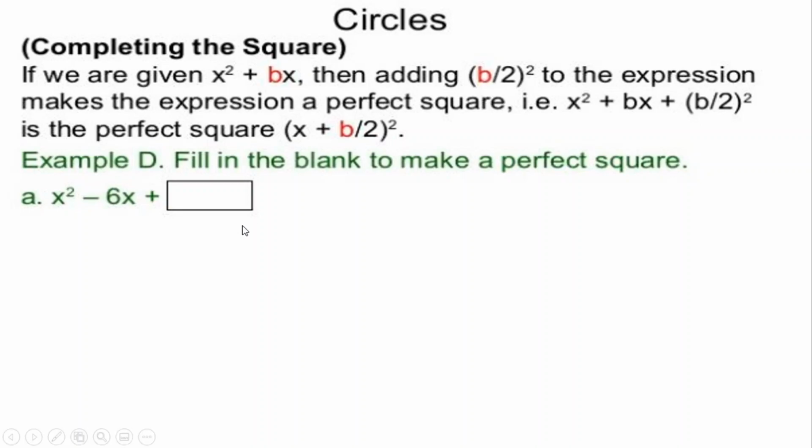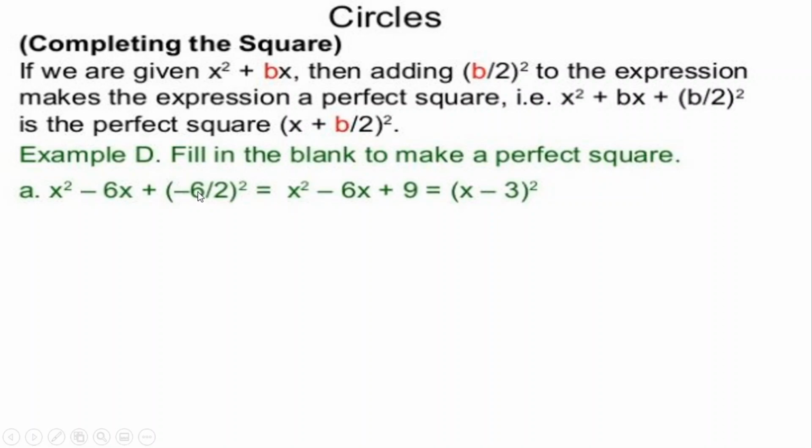Okay, so the technique here, in the later modules, is, sir, how are we going to find the third term? Okay, how are we going to find the third term? What you will do is simply b over 2, or the second term divided by 2. So, this one, x squared minus 6x plus the second term, negative 6 divided by 2 squared.